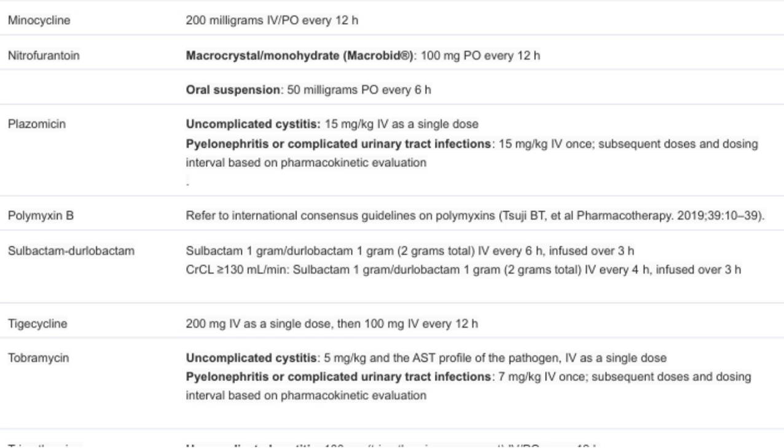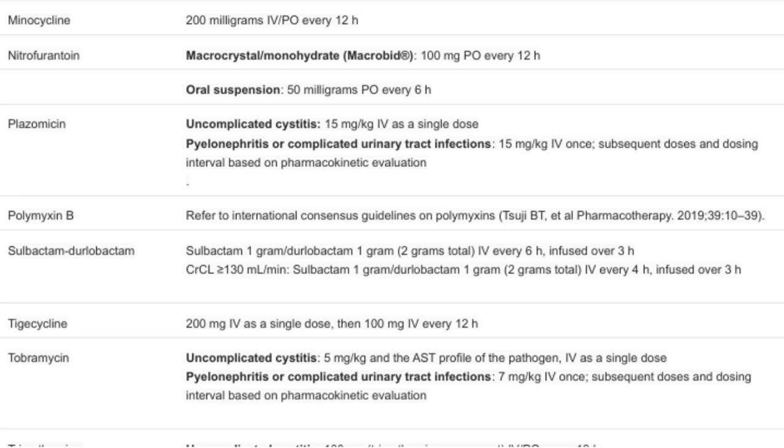Next, plazomicin is used mainly for uncomplicated cystitis at 15 milligrams per kilogram IV as a single dose. But for more severe cases like pyelonephritis or complicated urinary tract infections, the dosing remains 15 milligrams per kilogram IV once, with subsequent doses tailored based on pharmacokinetic assessments. Polymyxin B's dosing isn't specified here, so it's important to refer to the international consensus guidelines for precise administration details.